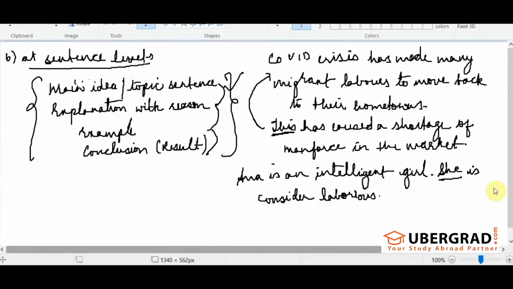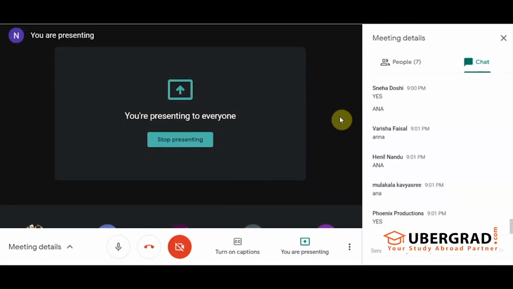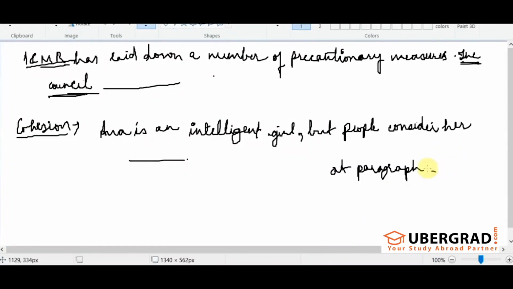So whenever you use a pronoun to refer to a subject that we have mentioned in the previous statement, it shows a very good logical connection between the two statements. And whenever you show a very good connection between the two statements, you get marks for coherence. It shows a very good logical connection at paragraph level.